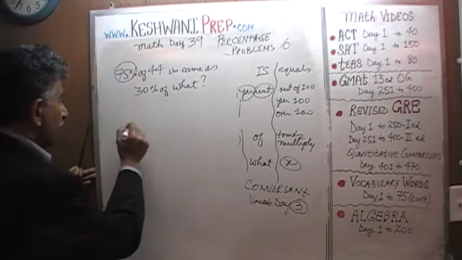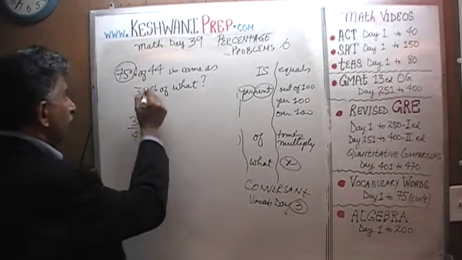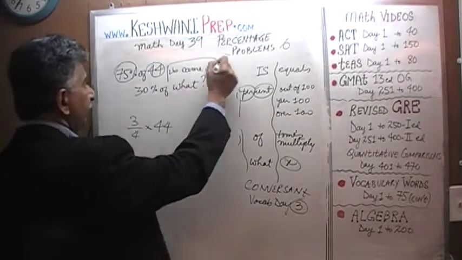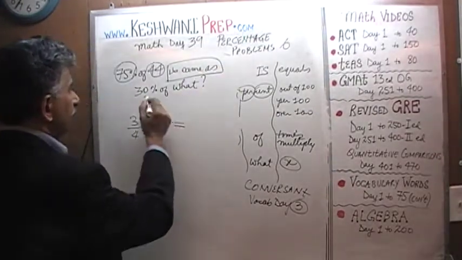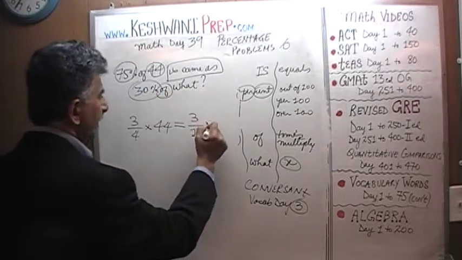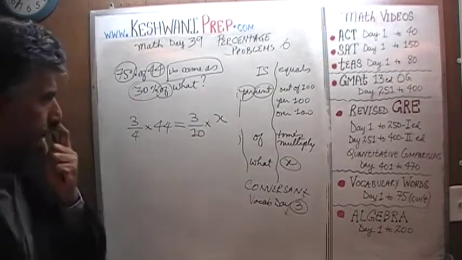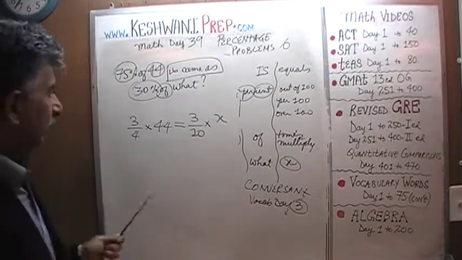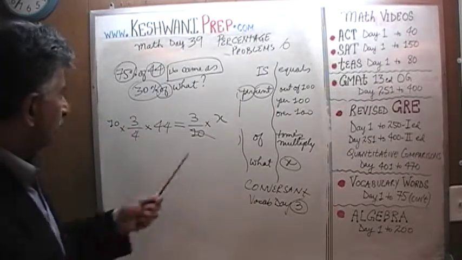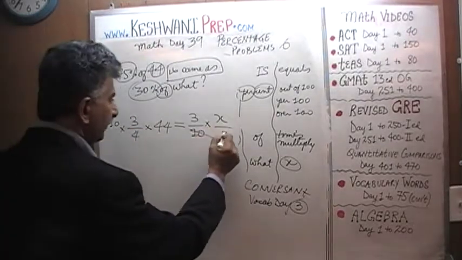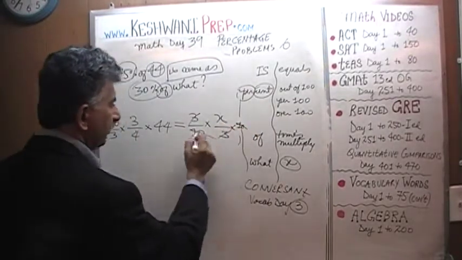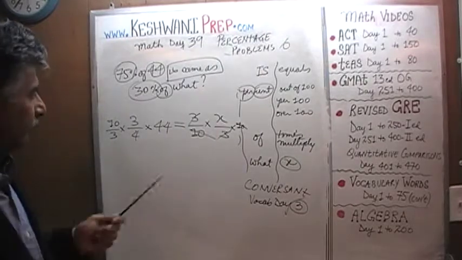75% of anything is three quarters of 44. Of means times. 44 is same as, that means equals 30%. 30% is 3/10. Of means times x. We have to get the x by itself. Let's multiply both sides by 10, so this 10 drops out. And let's divide both sides by 3, so this 3 drops out. I did not show you here multiplying both sides by 10, because I was running out of room. So that's it.